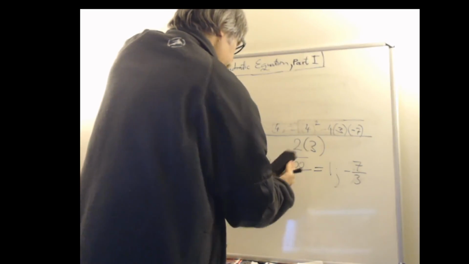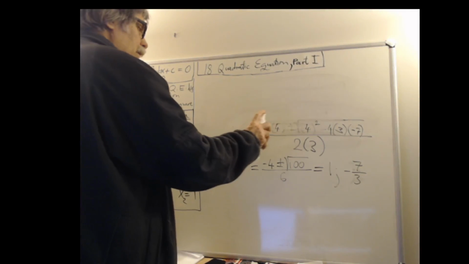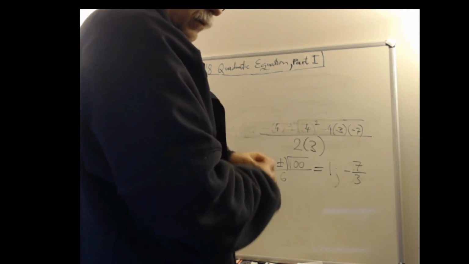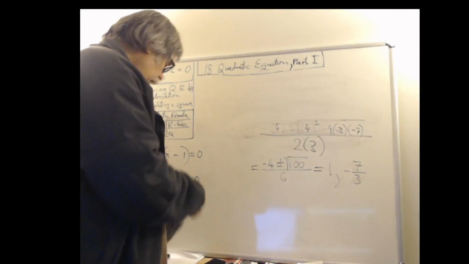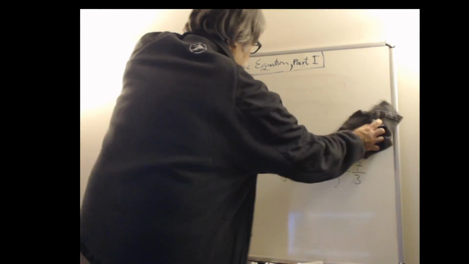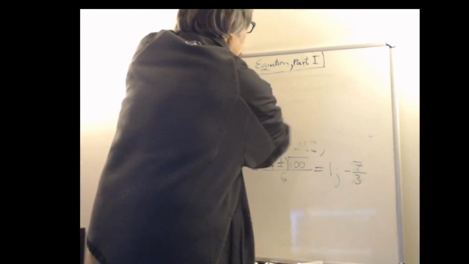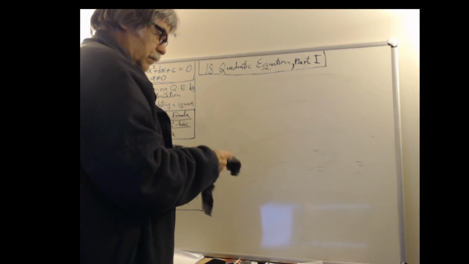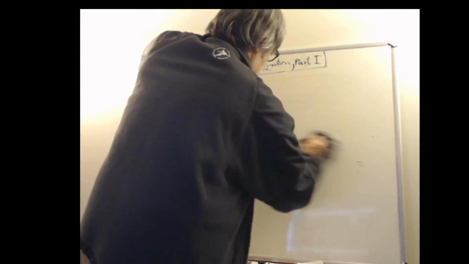Two reasons. One reason is that the quadratic formula is really not a new method. It's actually the end of the story of completing a square. So when you're using the quadratic formula, you're actually completing a square.